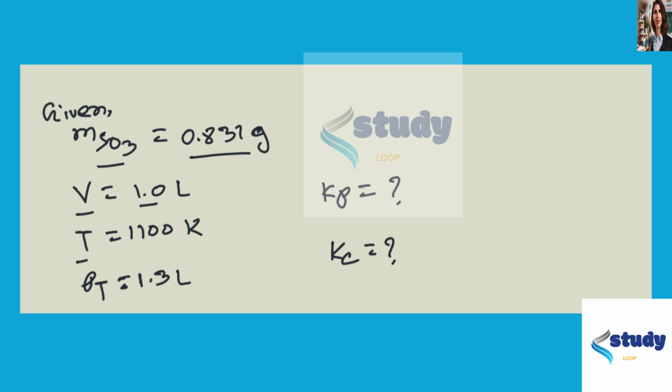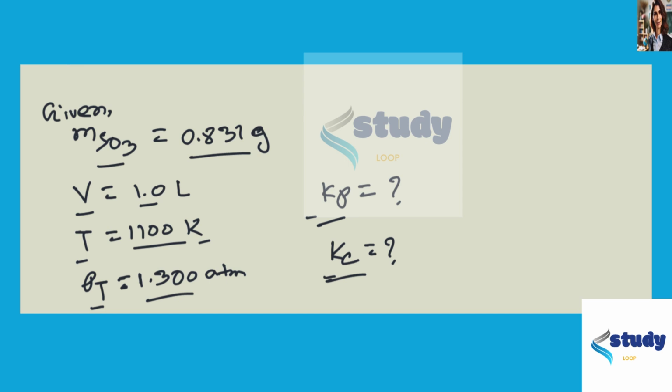We are given the temperature as 1100 Kelvin, and the total pressure at equilibrium is 1.30 atm, atmospheric pressure. We have to find the value of Kp and Kc. First we'll find the value of Kp, and from there we can find the value of Kc.